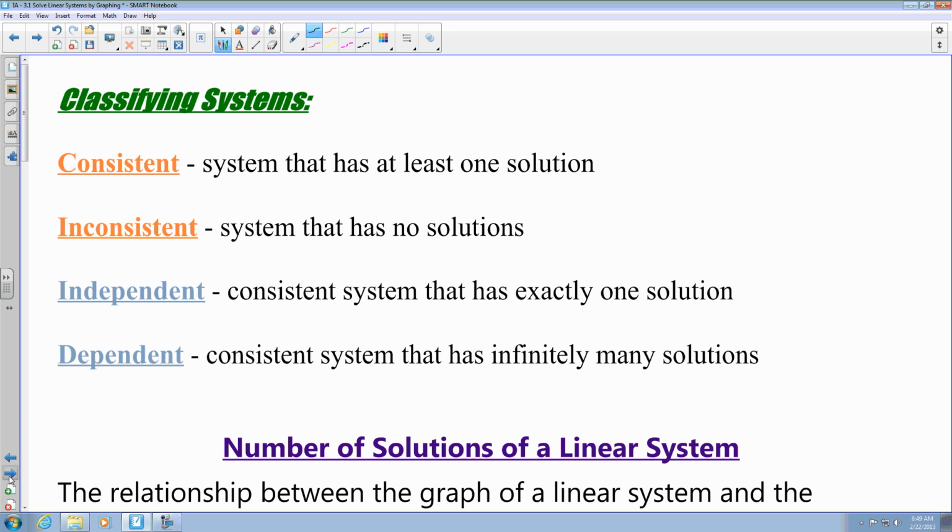An independent system is a consistent system because it has at least one solution, but it has exactly one solution. So an independent system only occurs when the two lines intersect at just one point. And a dependent system is a consistent system, but it has infinitely many solutions. So what it basically boils down to is, when you simplify both equations in slope-intercept form, they should be the exact same line, and they'll overlap each other. That's how it gets infinitely many solutions.